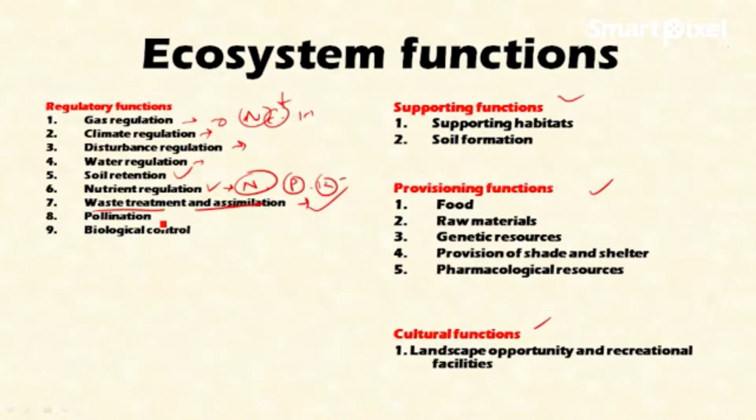Then pollination functions. As we know, there is a symbiotic relationship between the pollinators and the plants, that is, flowering plants. Then biological functions. These are all the regulatory functions of the ecosystem.